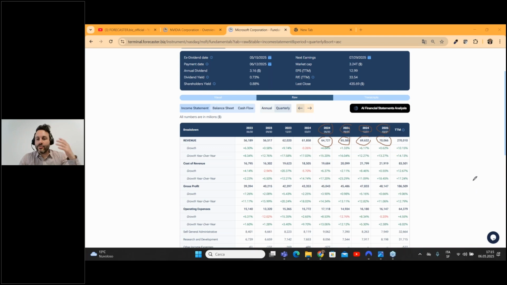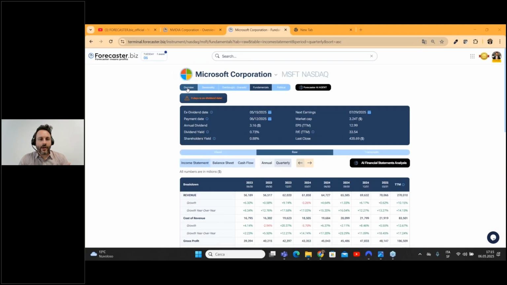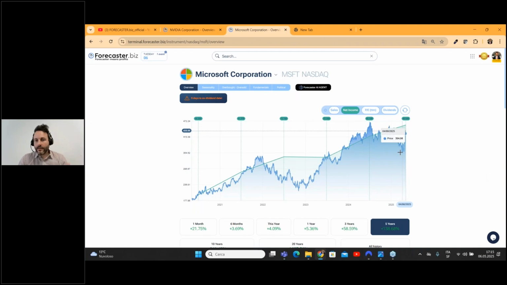Okay, and this is really amazing because, for example, in the case of Microsoft, we can see on the overview chart that the results are going up. And if the year ends right now, the net income for the entire year would be $96 billion, which is higher than the 88 that the company did at the end of 2024.